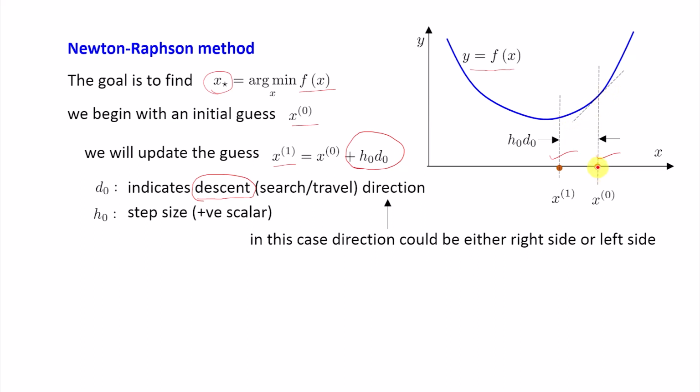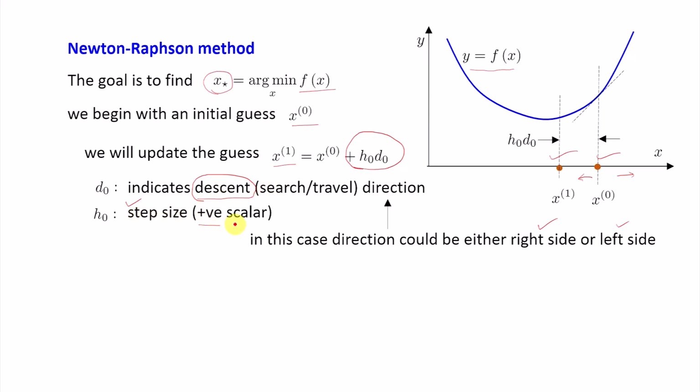Well, in this case we are here, so we can only go either to the right side or the left side. We have to pick one direction, either right or left. So we have to think about which direction, and then how long we'll go. This distance, how far we'll go, gives us the step size. So we have these two parameters here. One is the descent direction, or we also call it search direction or travel direction. And the second parameter is the step size.